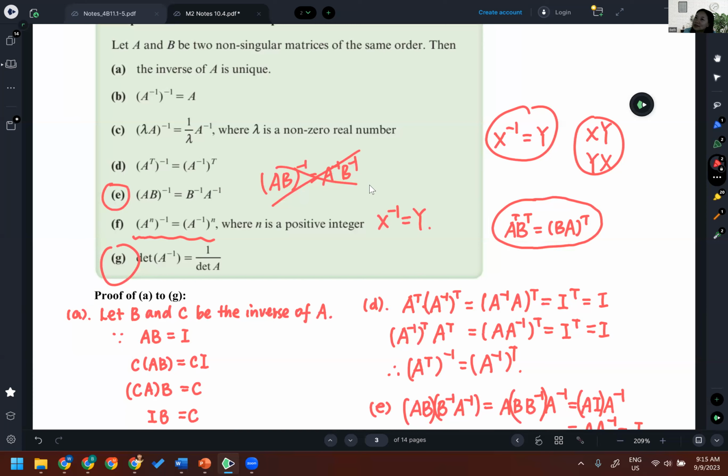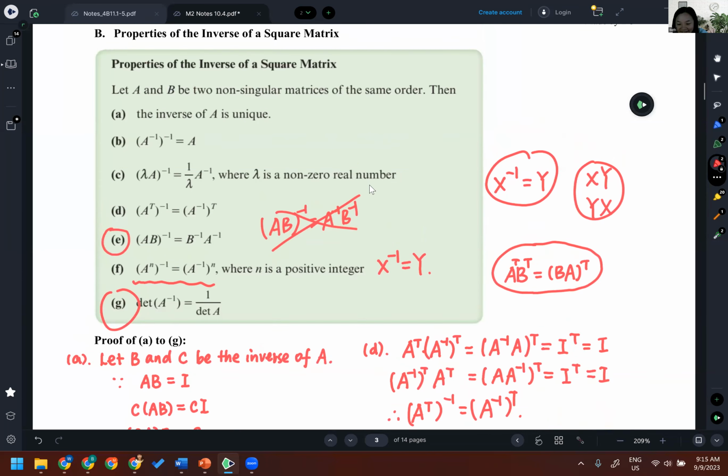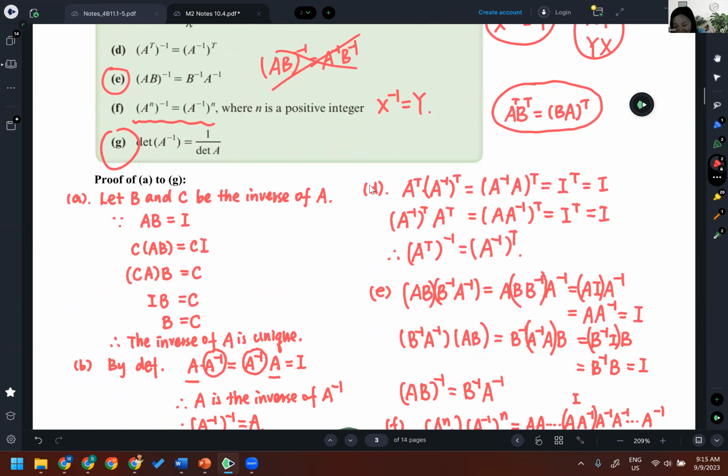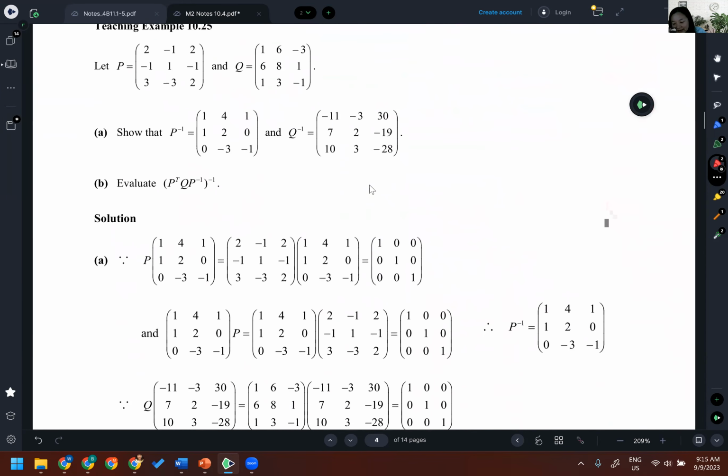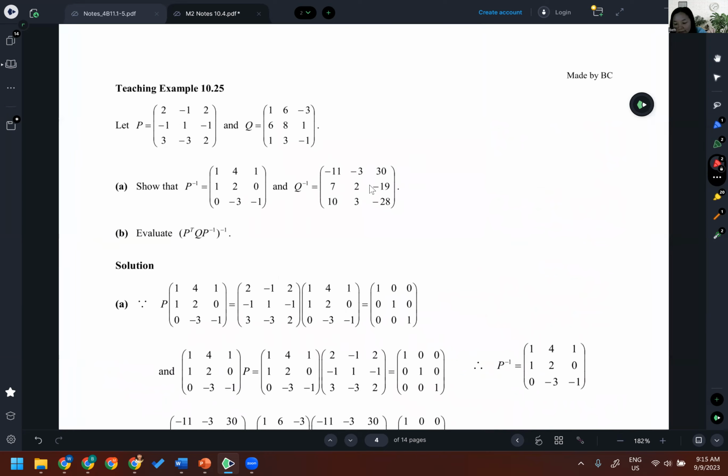And this one is similar to the transpose, right? The AB transpose equals B transpose A transpose. I suppose that is something that you can relate it to. Okay. Look at the examples. I'm going to speed it up.